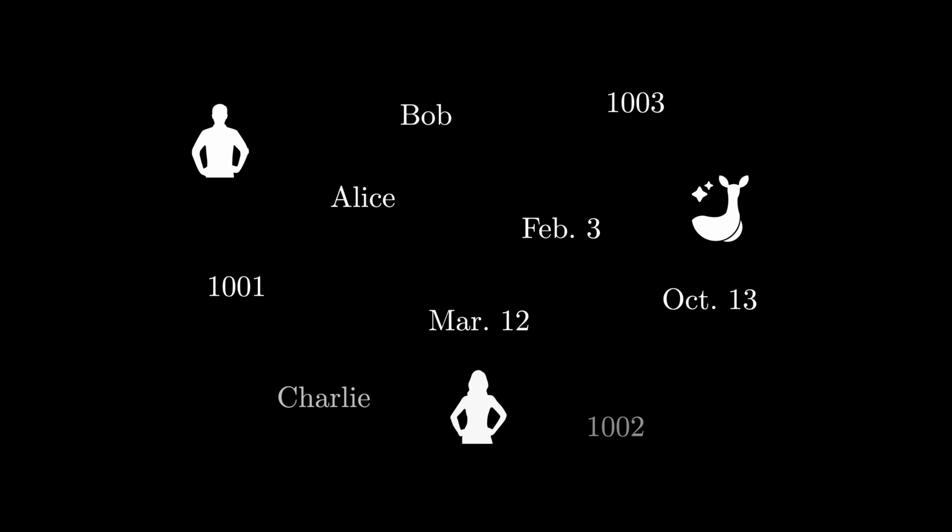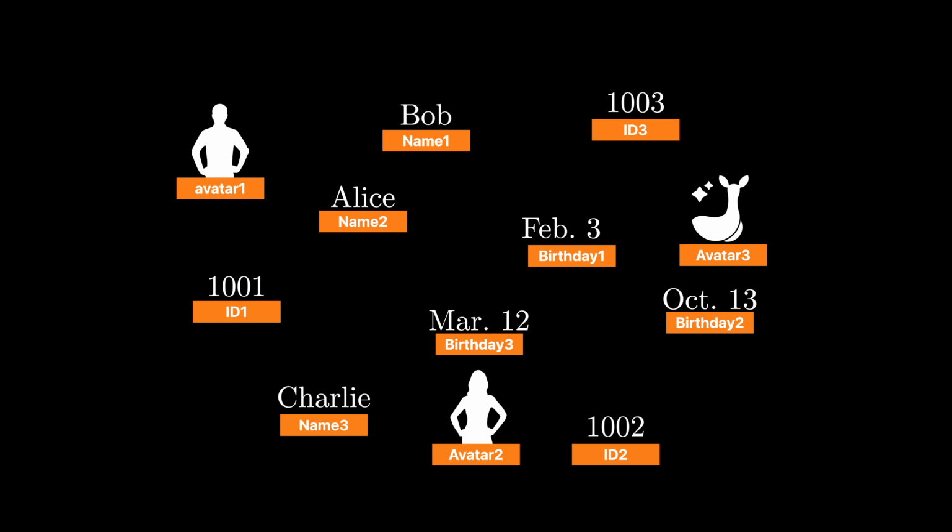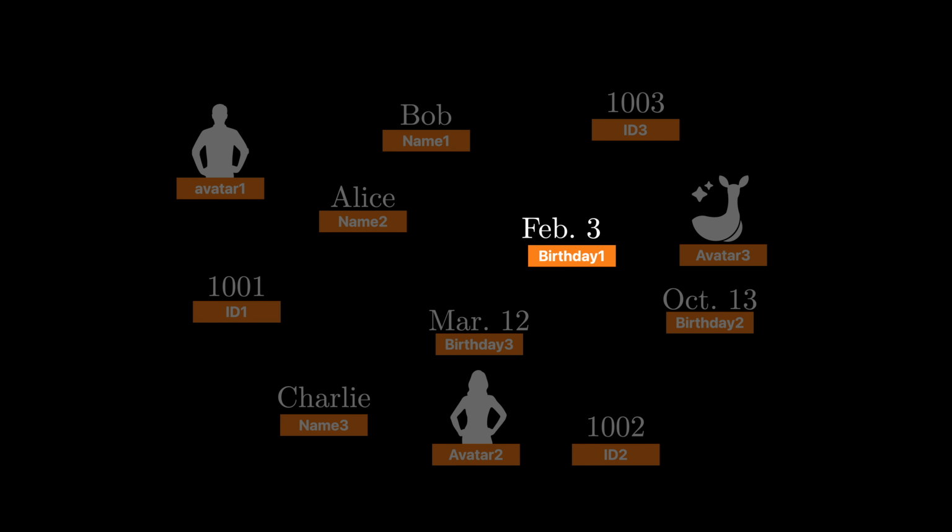Here's some data. We have numbers, words, pictures, and dates. What do they mean? We could label them one by one, but it's not a handy way to find information. For example, is this Charlie's birthday? Or this? How about this?